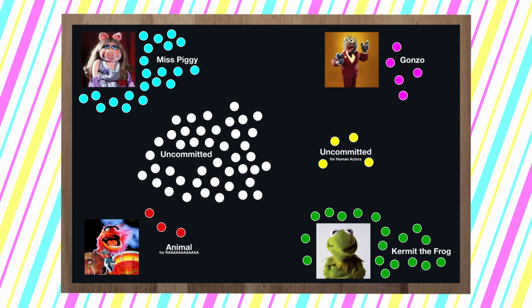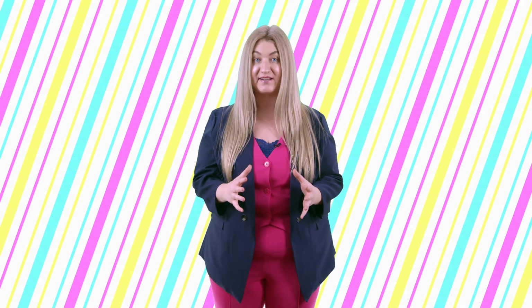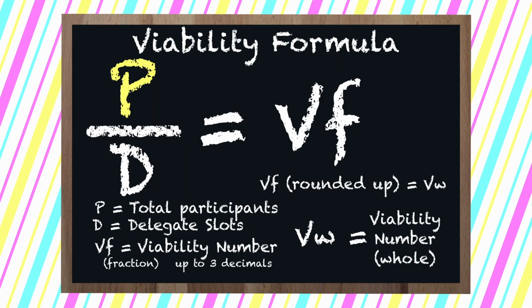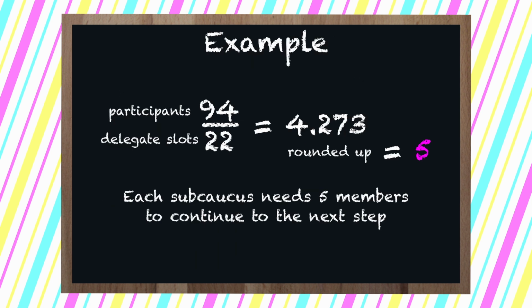A subcaucus has to be viable to elect delegates. To be viable, the subcaucus has to have enough participants relative to the total number of participants to elect one delegate. So take the total number of participants, divide it by the number of delegate slots available, and then round up to the nearest whole number. That whole viability number is the minimum number of people needed in a subcaucus to elect delegates. If all of the subcaucuses are big enough to be viable, then that's it. We assign delegates based on the proportional formula.